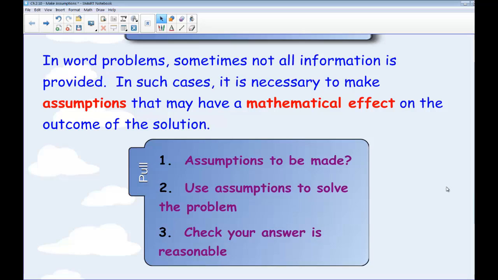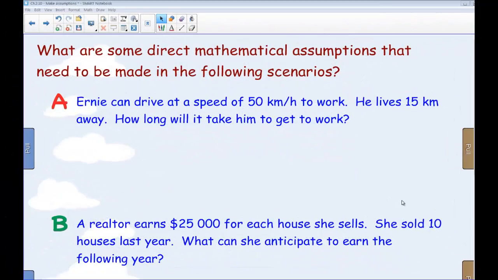So here are a couple of question scenarios that I came up with where you're going to need to make some direct mathematical assumptions before you start to make your calculations. By direct mathematical assumptions, I'm talking about assumptions that can directly impact the calculations that you're going to be making, not far-fetched ones or ones that are only indirectly involved with the question.